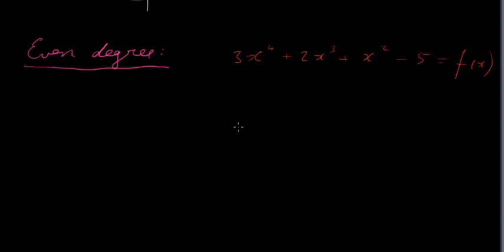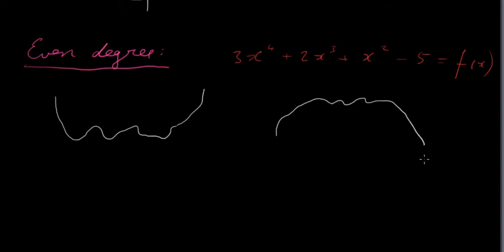Then the arms of the graph will both point up or point down. So in other words, you'll start like this. It will have various shapes in between, and the arm will finish off going in the same direction as this arm here. Or it can start like this, and then it will have various shapes in between, and it will go back down at this side. So the arms of the graph will either point upwards or point downwards. So that's if it's even degree.